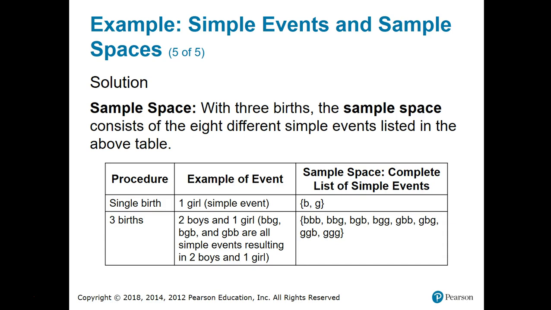Simple events and sample spaces. All right. We got 3 births. We got a sample space of 1, 2, 3, 4, 5, 6, 7, 8. Wait, no, 8. Yeah. So we got 8. With 3 births, the sample space consists of 8 different simple events listed in the above table. We got 2 possibilities for the first, 2 possibilities for the second, and 2 possibilities for the third. 2 times 2 times 2 is 8. And we got 8. Coincidence? I think not. We're going to learn later.